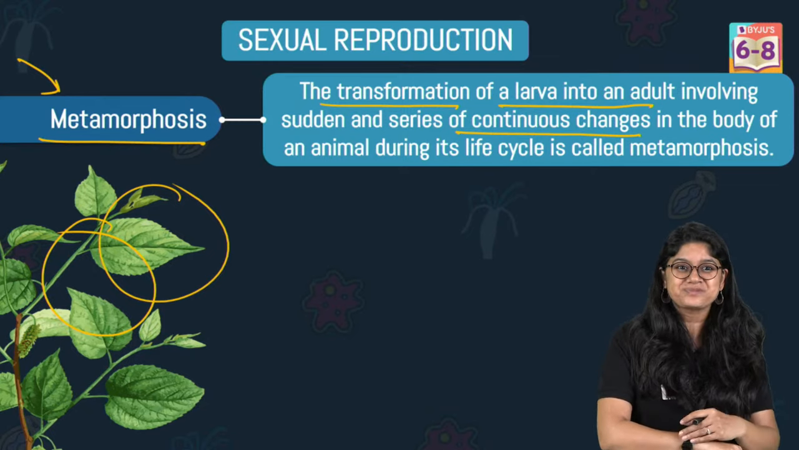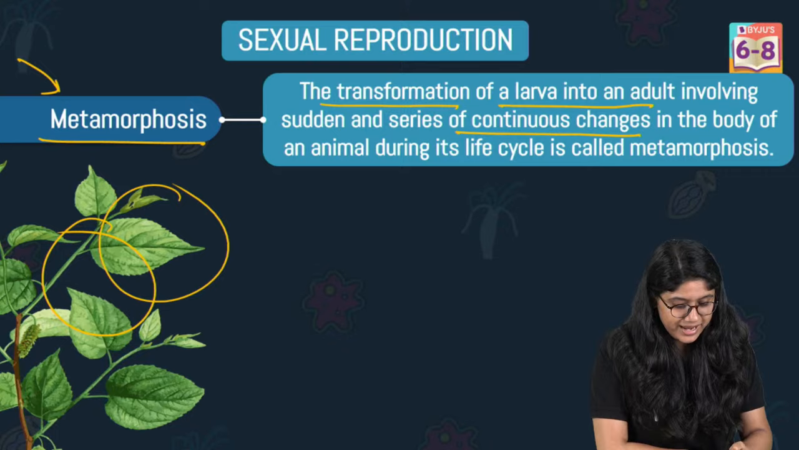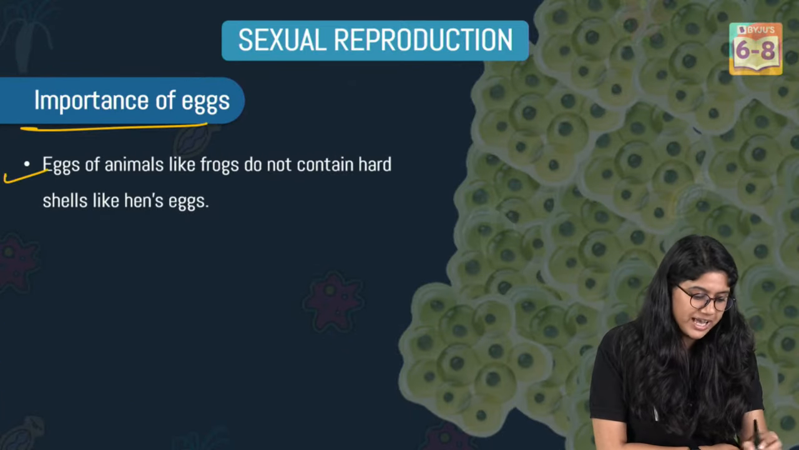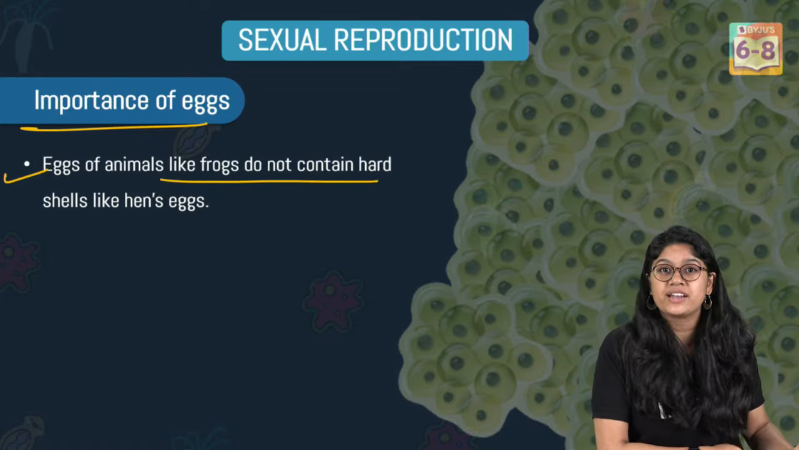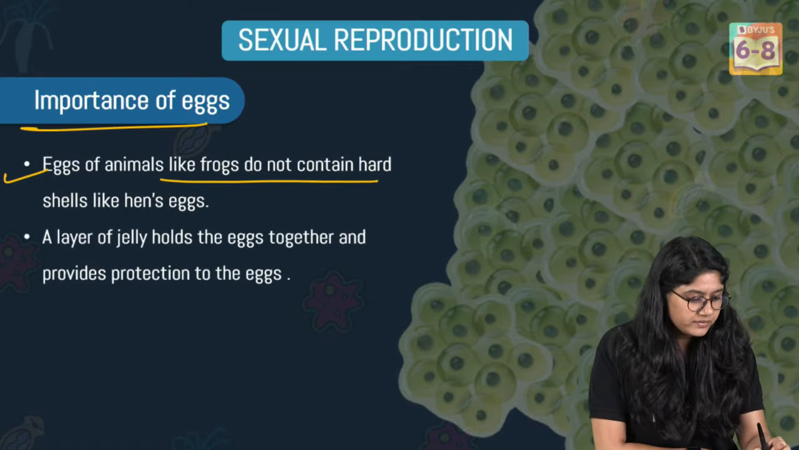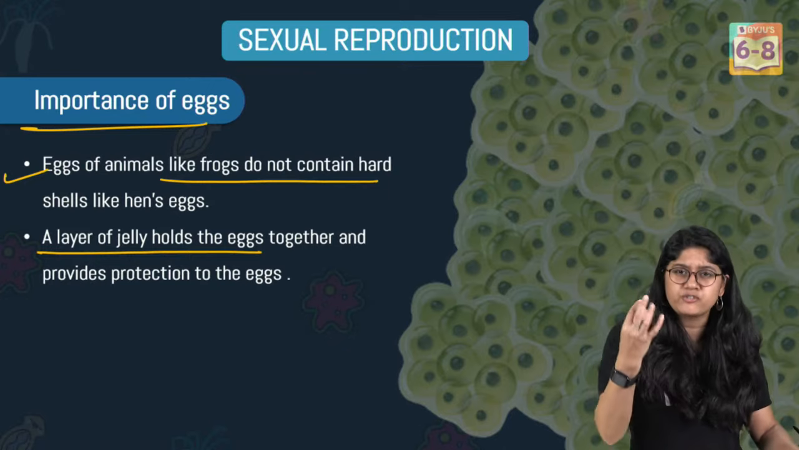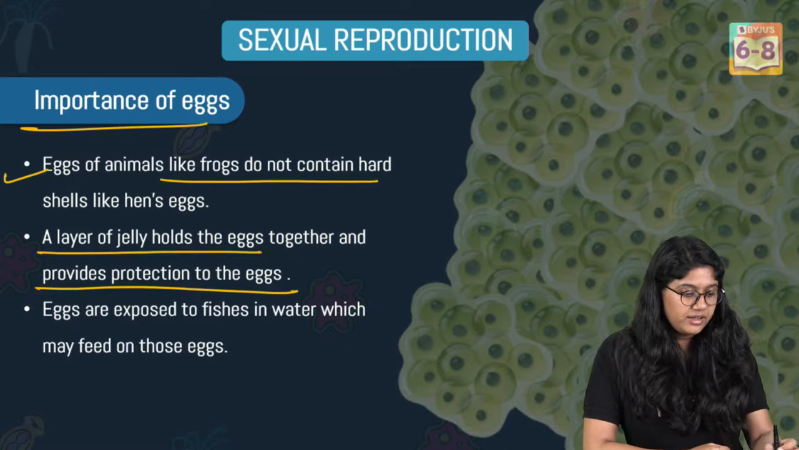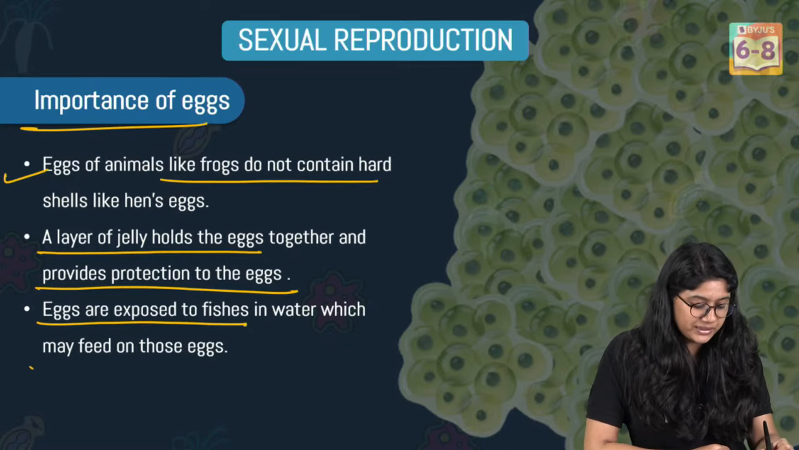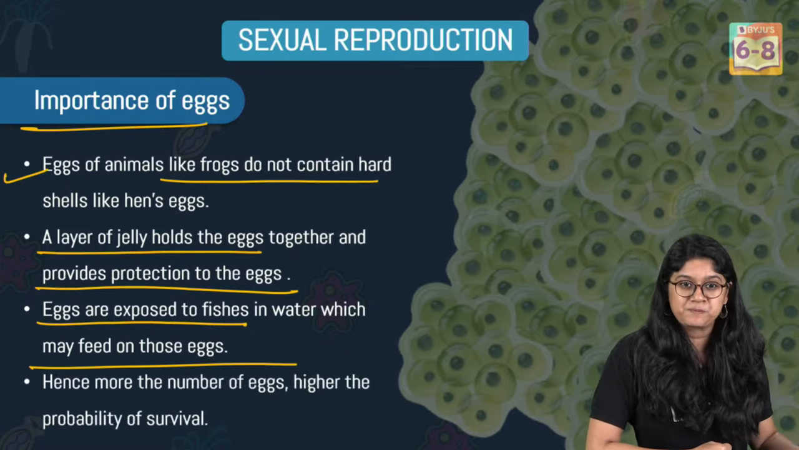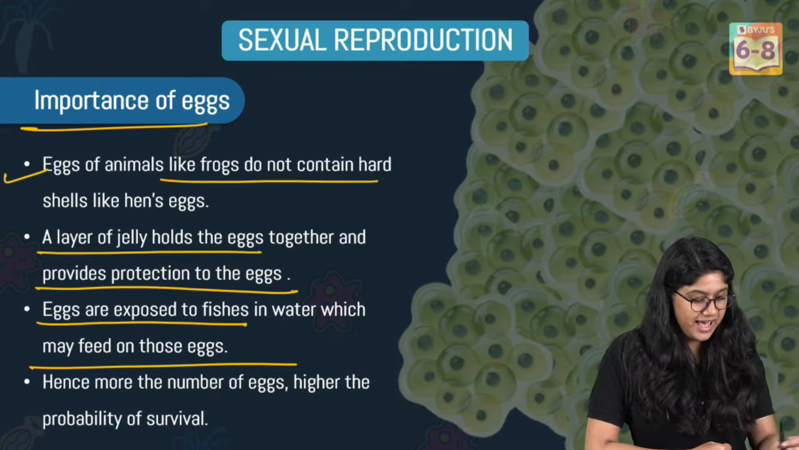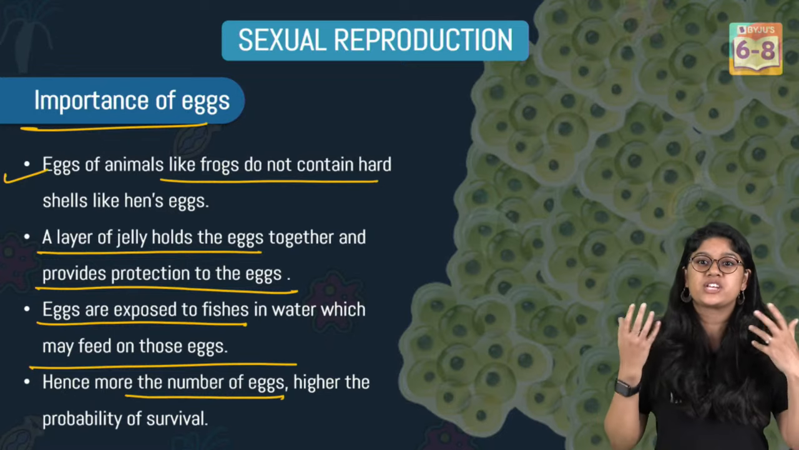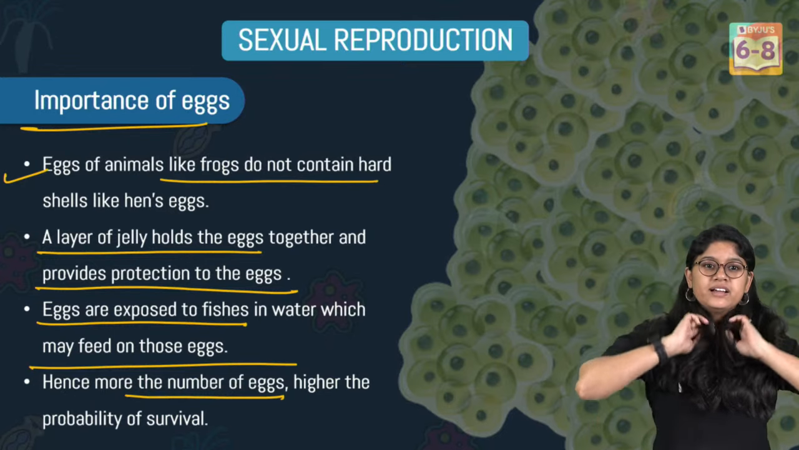Clear? Awesome. Now let's talk about the importance of the eggs. We know that eggs of animals like the frog do not have a hard shell like hen eggs. They have a layer of jelly that holds it together and provides protection to the egg. They're exposed to the fishes. That's why they have to produce a large number of eggs. More eggs are produced for a higher probability that some can be saved.